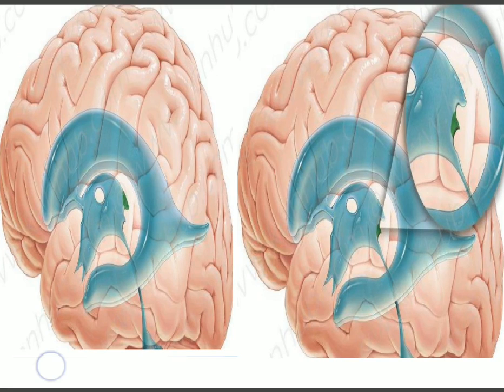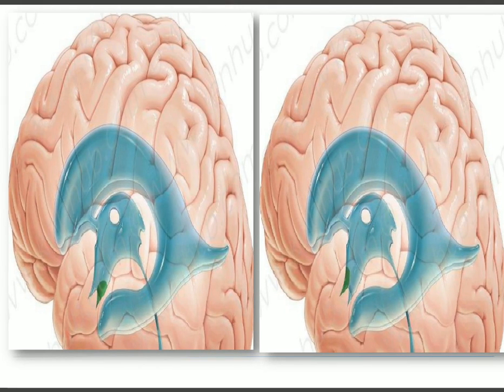You can see the various recesses in this figure also. This is the suprapineal recess. This is the pineal recess. Somewhere here is the infundibular recess and the optic recess. This is the infundibular and this is the optic recess. These recesses are actually the extensions of the original cavity, empty spaces.